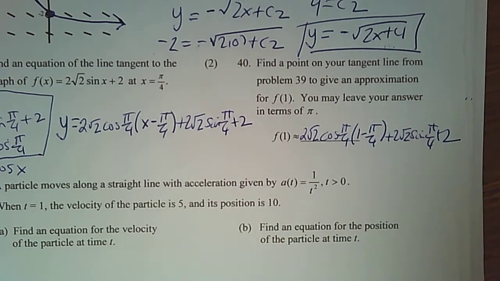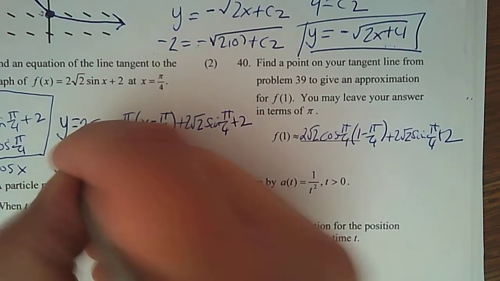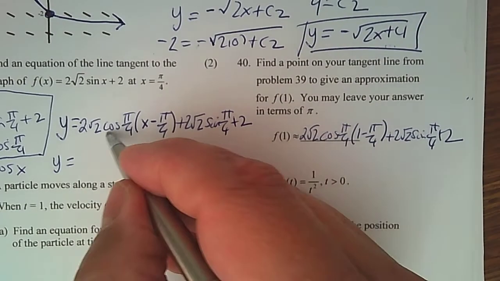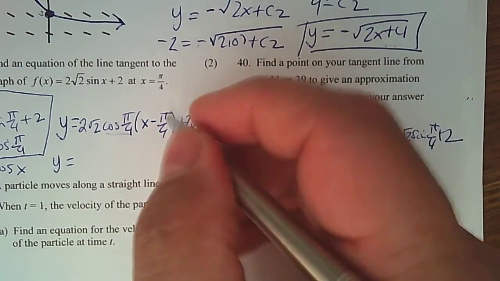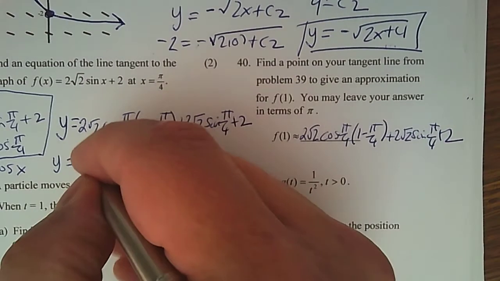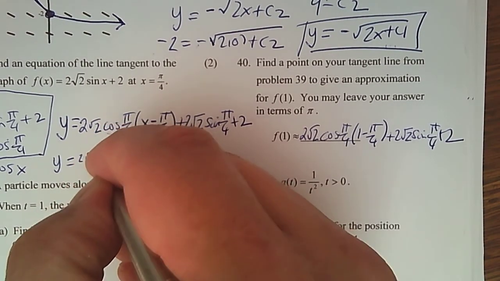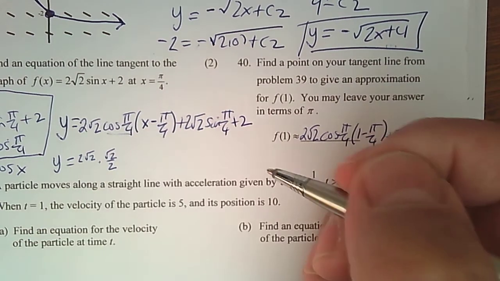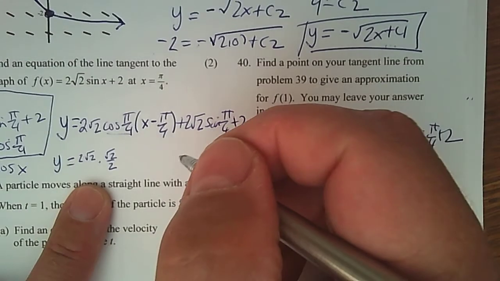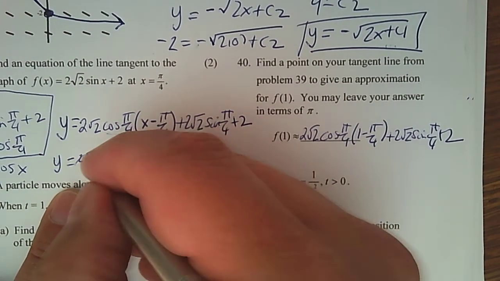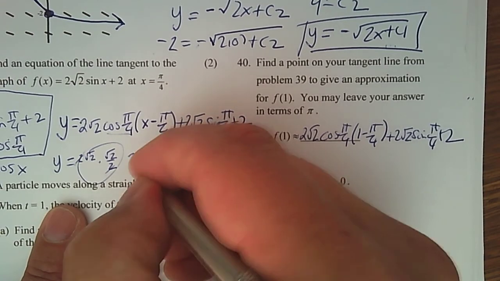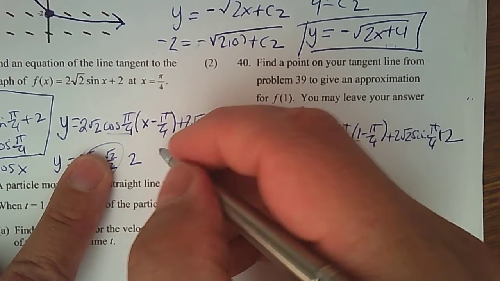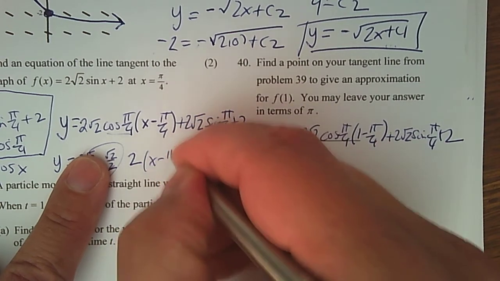Now, just for fun, if it was multiple choice, the cosine of pi over 4, well, pi over 4 is at 45 degrees. It's root 2 over 2. So if I had 2 root 2 times root 2 over 2, what would that become? So the 2's divide out, and root 2 times root 2, all of this would just be equal to 2. And then I would have x minus pi over 4.